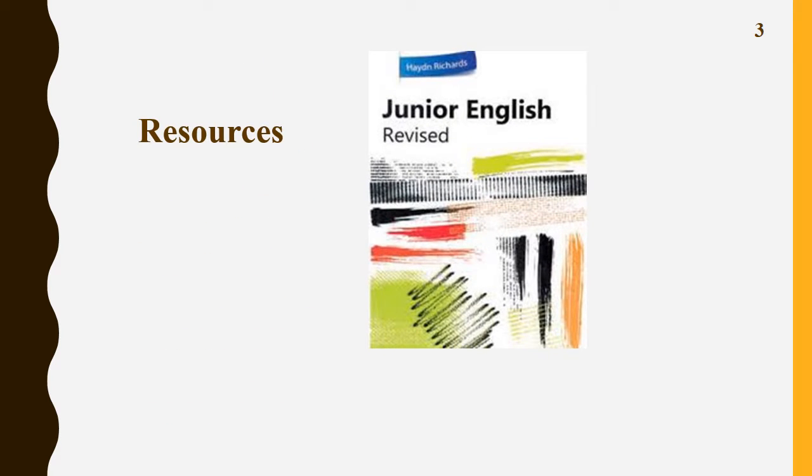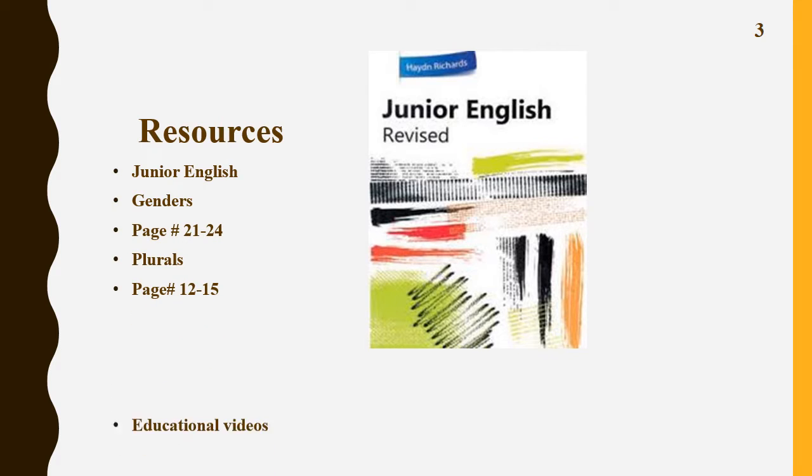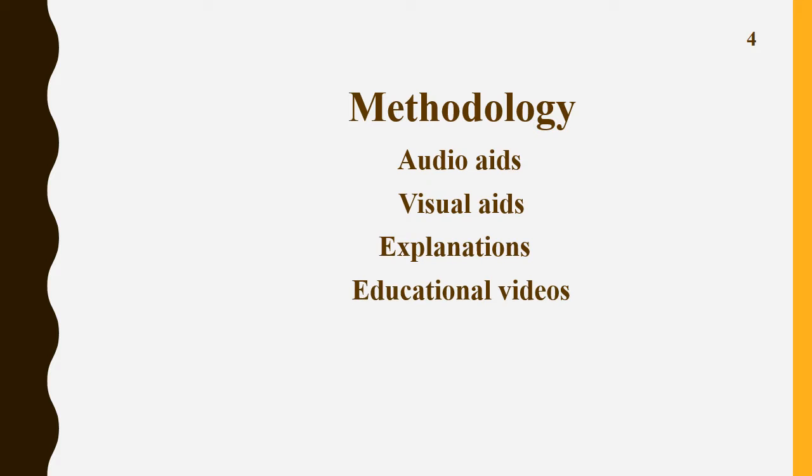In resources, we're going to have the Junior English book for grade 6. For genders, we have to look at page numbers 21 to 24. For plurals, the pages are 12 to 15, and there are 2 educational videos attached with the presentation as well. The methodology of today's lesson is audio aids, visual aids, explanations, educational videos, and homework assignments.